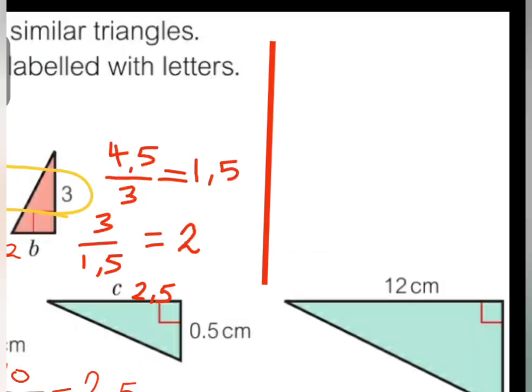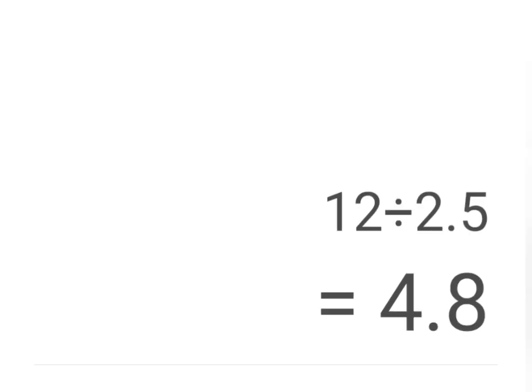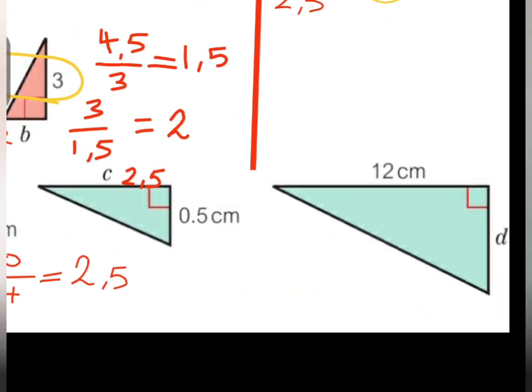Very good. So 12 divide 2.5. You can use a calculator to find this, and it will give you the answer. Let's use it and then come back. 12 divide 2.5. And the answer is 4.8. Very good. Now, let's go back. So the answer is 4.8. Good job. Now, 4.8 is what? Very good. It's the scale factor of enlargement for these two triangles.